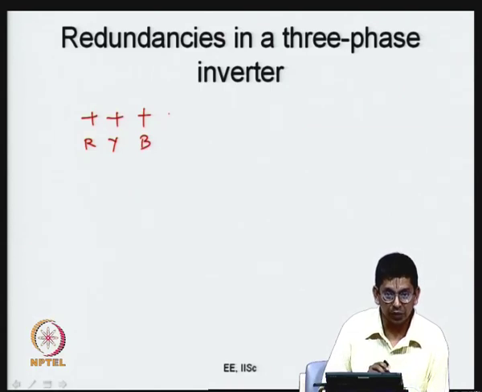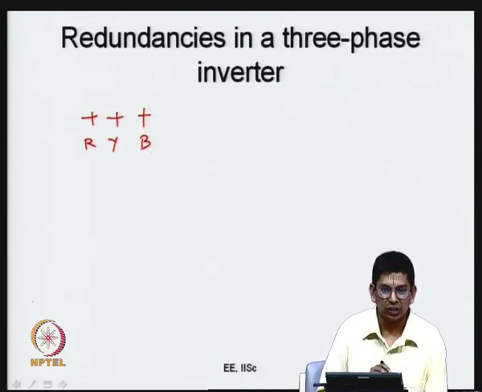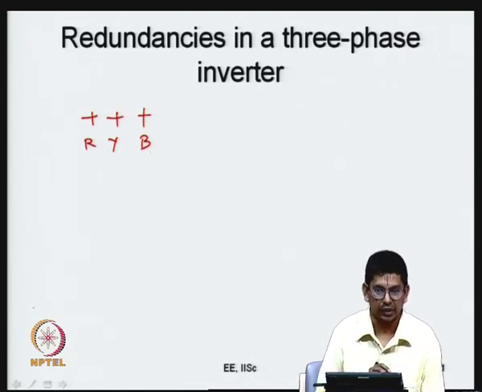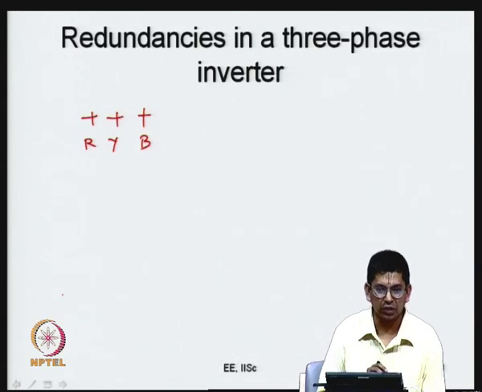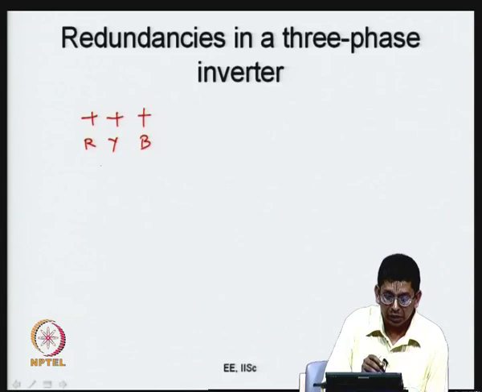What is the difference between those two? What is VRY? 0. What is VYB? 0. What is VBR? 0. So, this is what is called as a 0 state. The 3-phase line to line voltage is 0. You are shorting the load. There is only a freewheeling path being provided for the load now. So, it is being done by keeping all the top devices on.